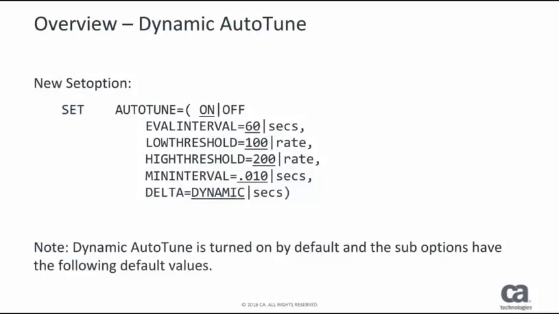The Dynamic AutoTune set option values are on or off with a default value of on. There are 5 sub-options for AutoTune: eval interval, low threshold, high threshold, minimum interval, and delta. It is recommended that default values are to be used unless you are informed otherwise by CA Multi-Image Manager support team. If you do not wish to enable the Dynamic AutoTune feature, you must code set AutoTune equals off in your MIM commands parm member.